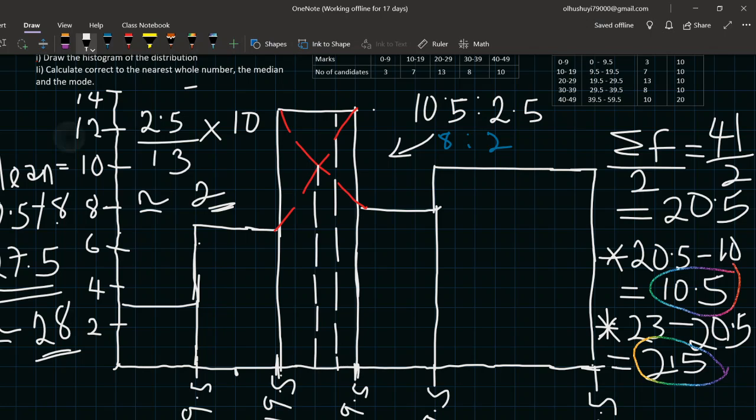So the modal score of this whole distribution is equal to 25, as we rightly deduce from here. Even if I've used 24.5, approximately, to the nearest whole number will be 25. We are still correct. You see the beauty of this graph?